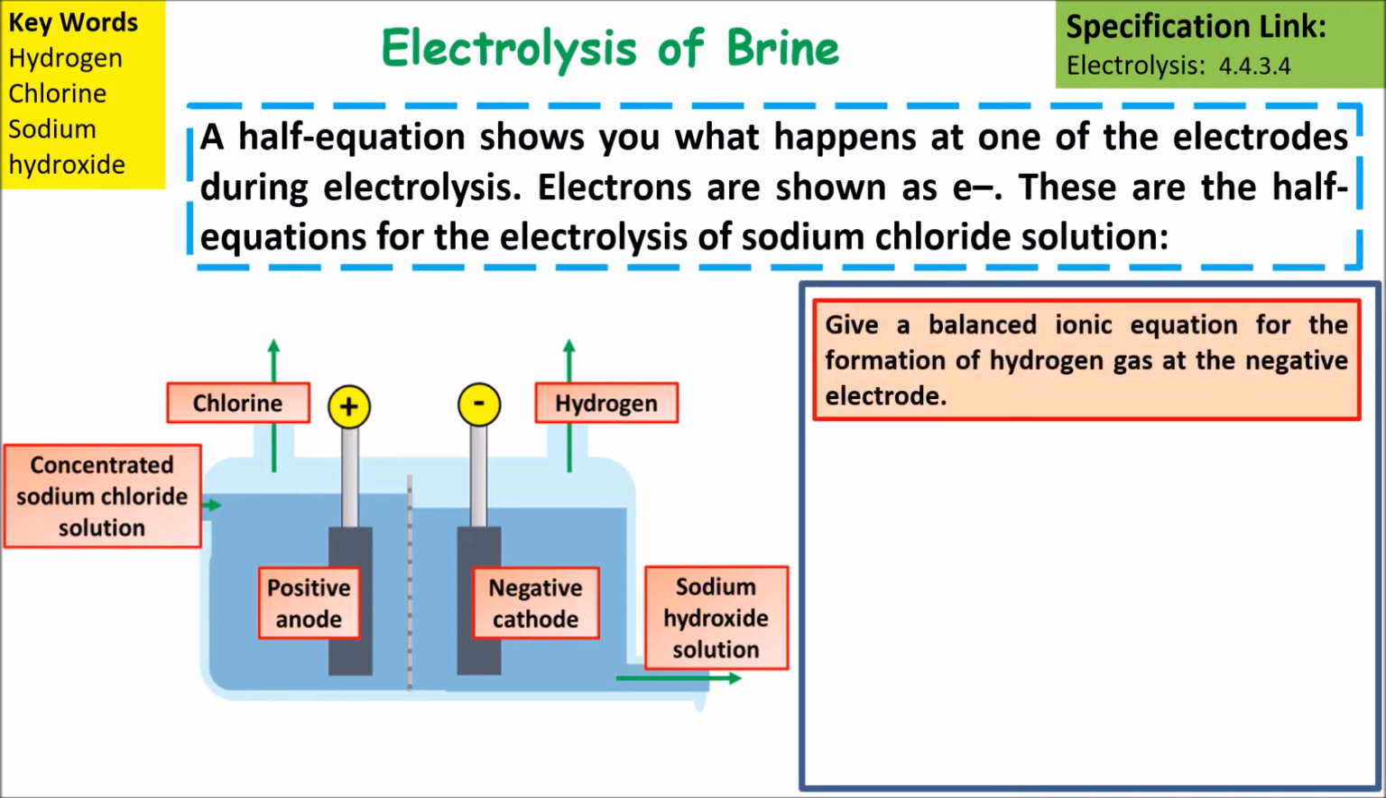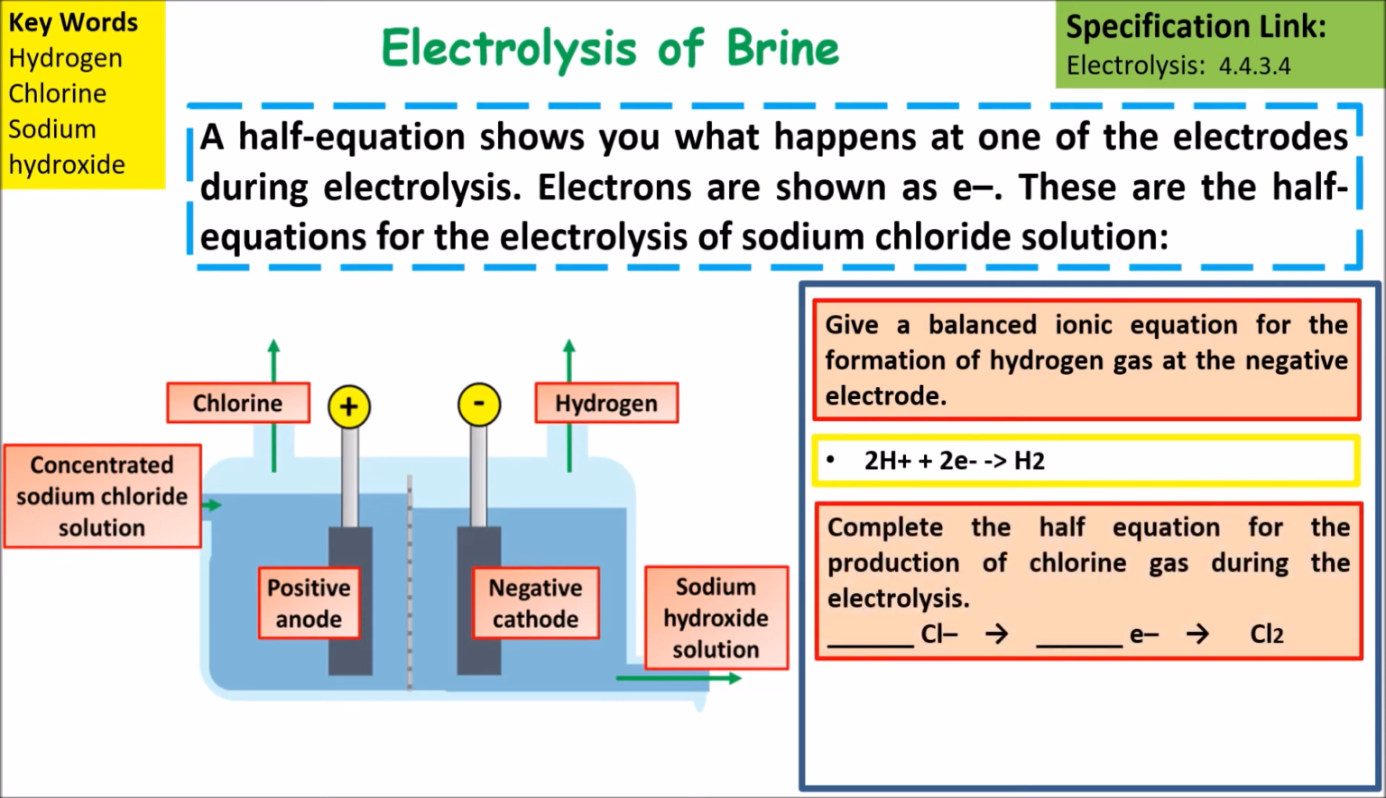So if we're given a balanced ionic equation for what's happening at the negative electrode, it's going to be 2H+ + 2e- forms H2. If we're completing the half equation below, we're going to have 2Cl- go on to form 2e- and Cl2.